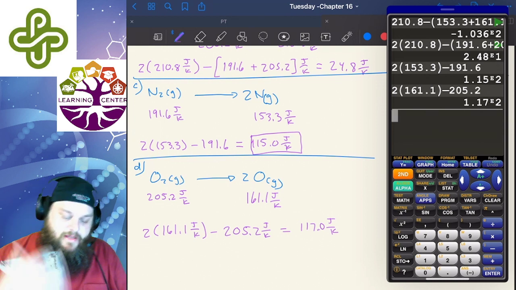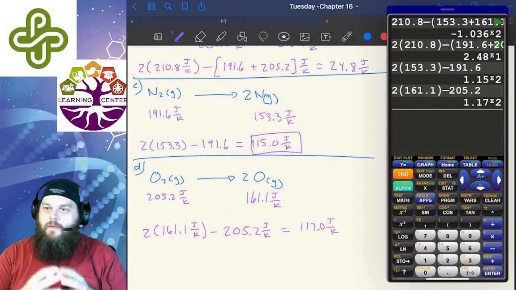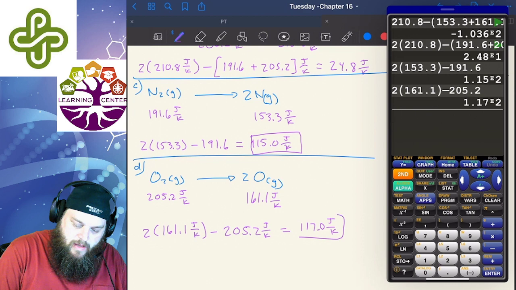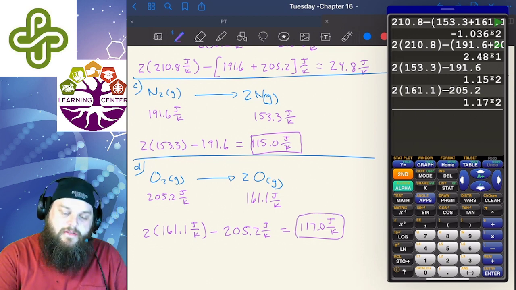And again, we can see that it's a positive number because we went from 1 mole to 2 moles, both in the gaseous state. So we have positive 117.0 joules per Kelvin.